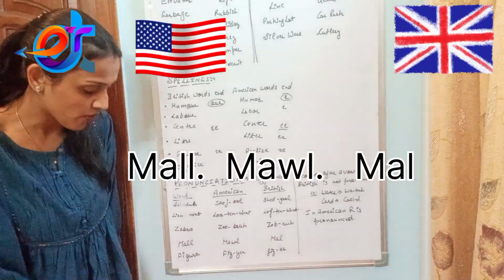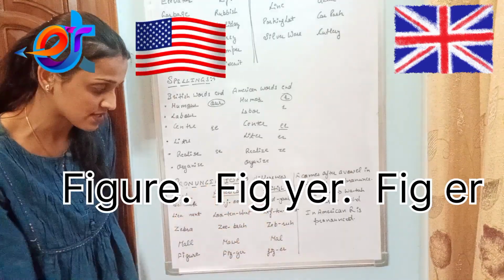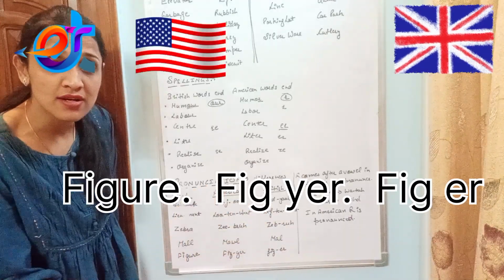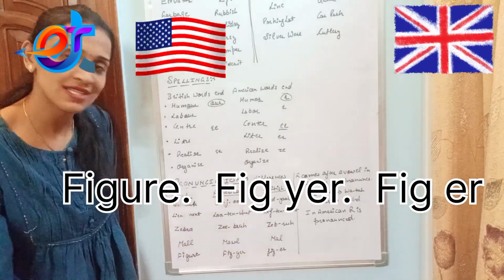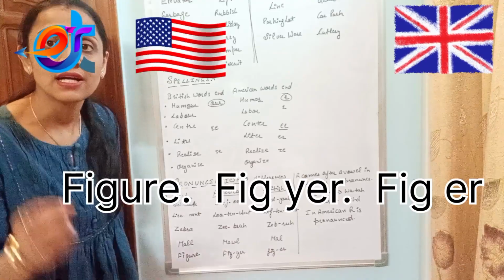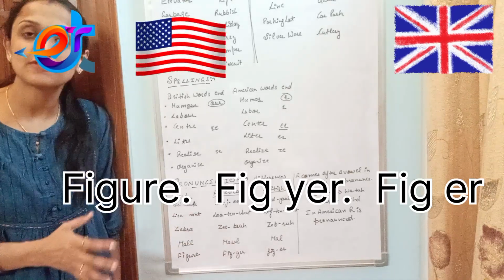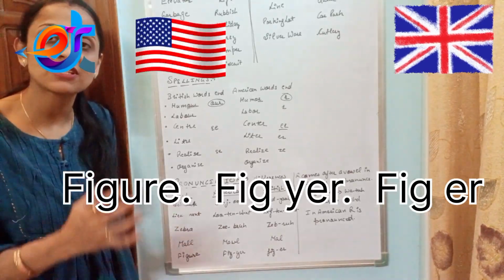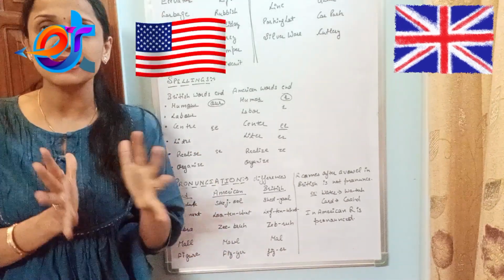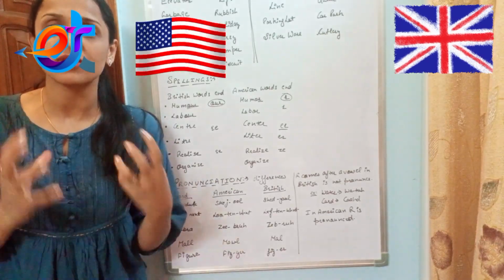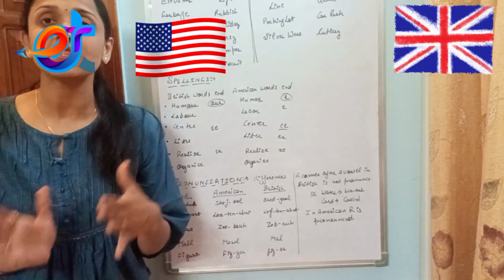If we talk about figure, how do you pronounce that in American and British accents? In the American accent it is figure, and they keep a stress on it. In the British, they say figure, so they don't keep a stress on this word. So these are some pronunciation differences in British as well as American accent. I hope these lectures are worthwhile to you and help you understand the difference between the language of these two countries.